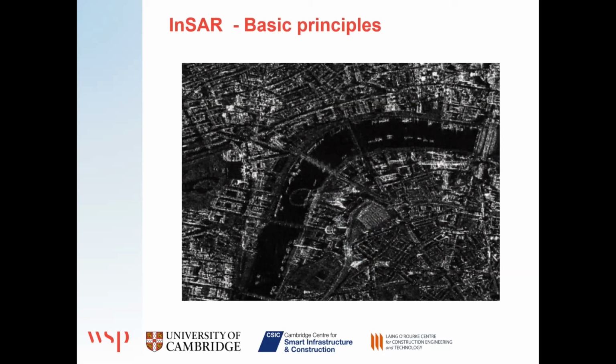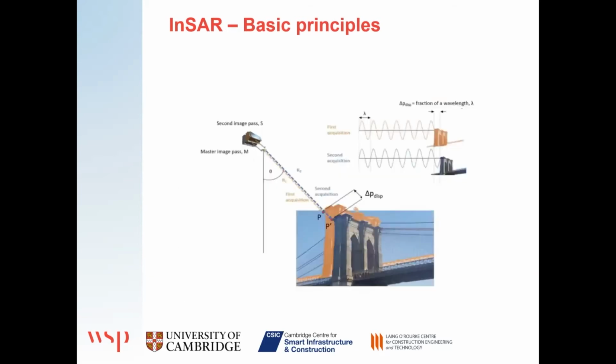But if you take a second picture at a different time and compare the two, one very useful feature is that you can look at the phase shift of the wave that comes back, and the difference between your two images. And if there's been any small movement of the object you're looking at, the reflected wave has a different phase relative to the wave that went out, and that's directly proportional to the change in distance.